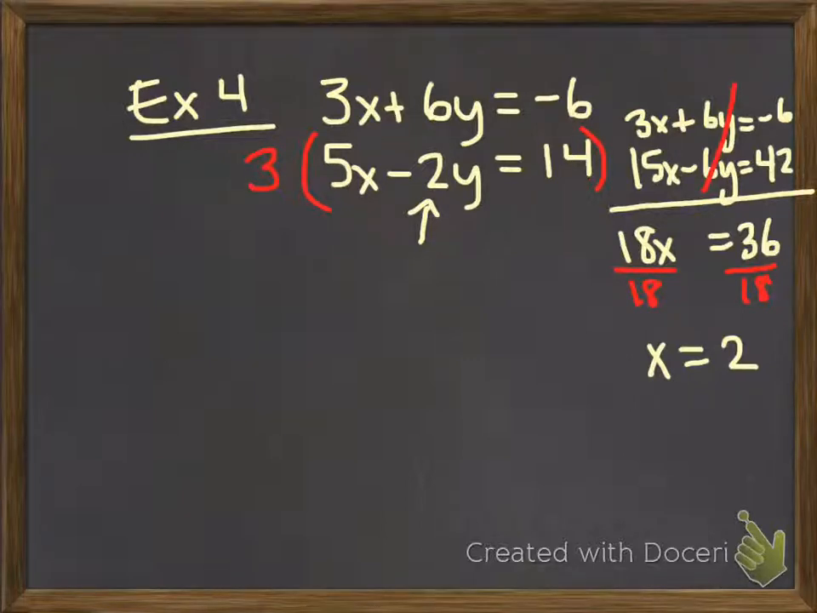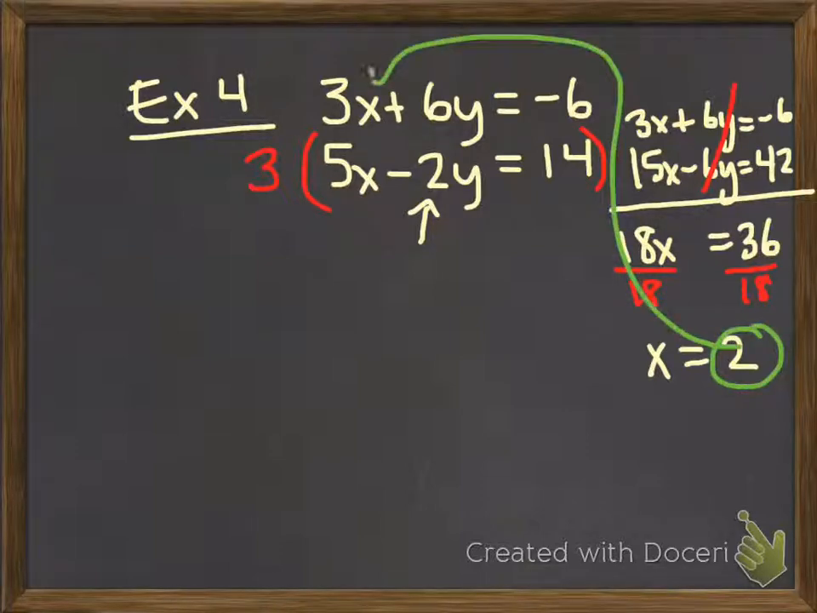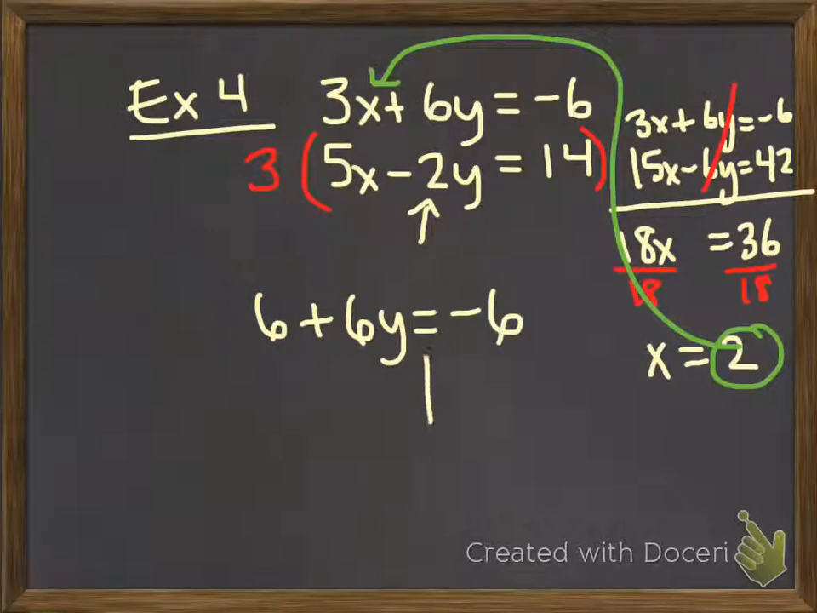So, okay, I'm going to plug in the x equals 2 in here. Okay, so now that's 3 times 2. 3 times 2 is 6. Plus 6y equals negative 6. We're going to subtract 6. We get 6y equals negative 12. Divide by 6.